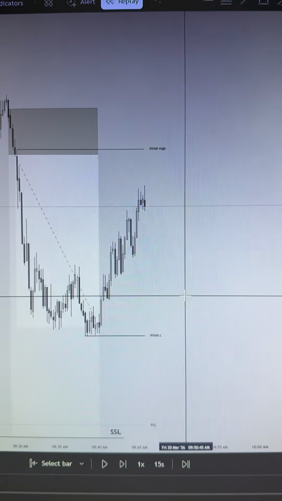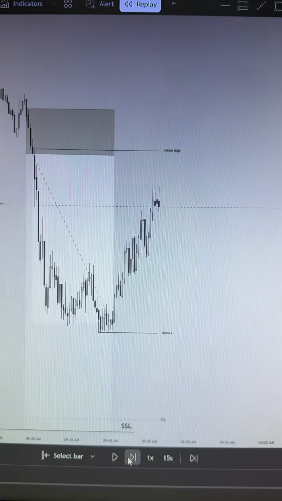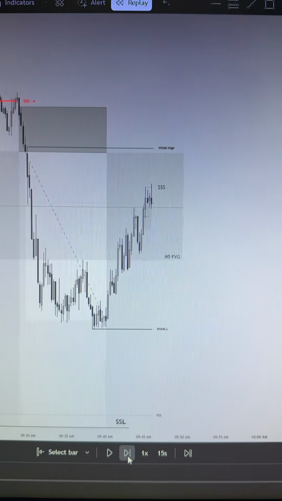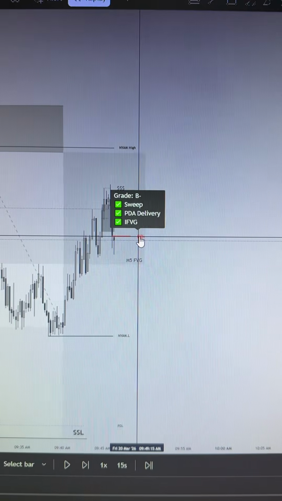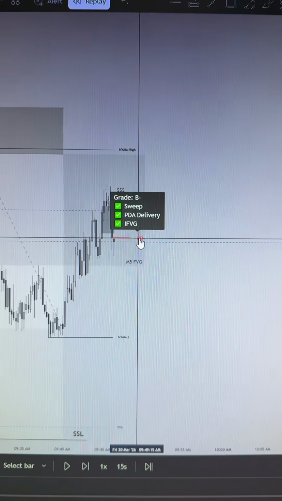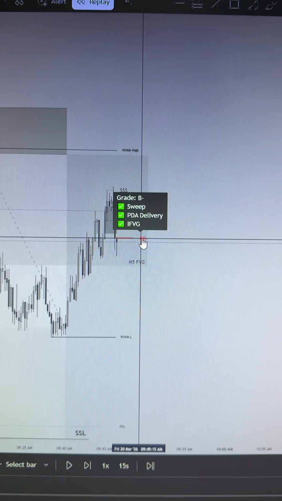So now after we had tapped the CE of this 5-minute fair value gap, I dropped down to a lower time frame, like the 15-second time frame, and I was waiting for confirmation out of the 5-minute fair value gap. So now actually right here, we get a strong candle close and get another entry signal. Now this was only a B-. We had a sweep of internal range liquidity, we were delivering from a high time frame fair value gap, and we had an IFG candle close.